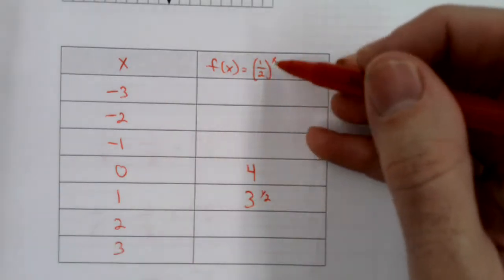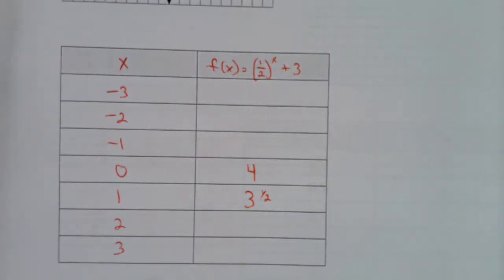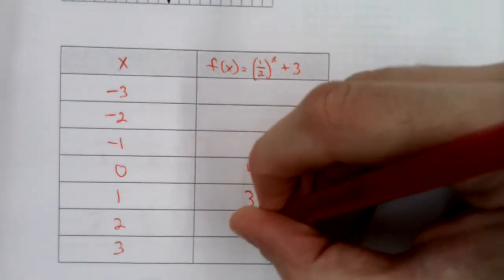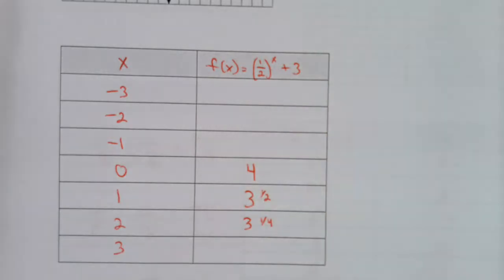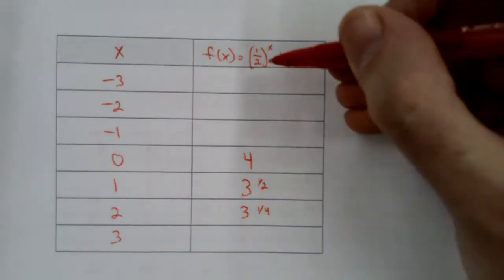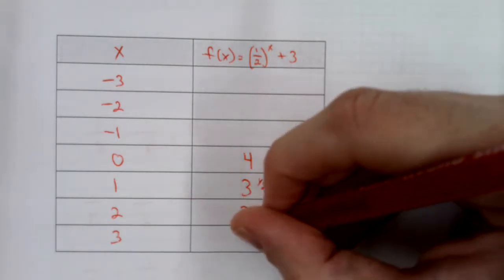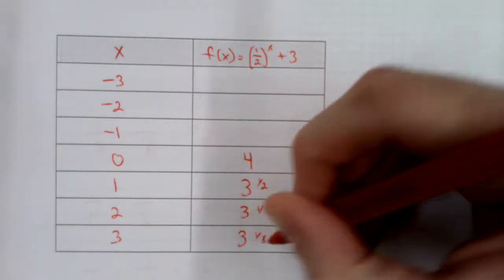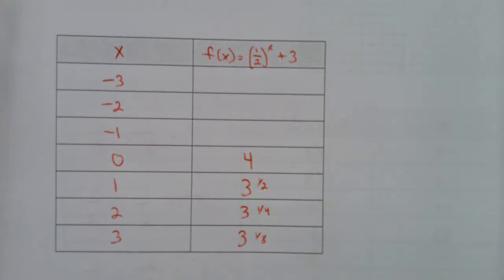When x is 2, 1/2 squared is 1/4, plus 3 is 3 1/4. When x is 3, 1/2 to the third power is 1/8, plus 3 is 3 1/8. So you can see we're getting closer to the asymptote, which I told you was 3, because we're shifting up 3. But we're never actually going to touch 3 because that's the asymptote.